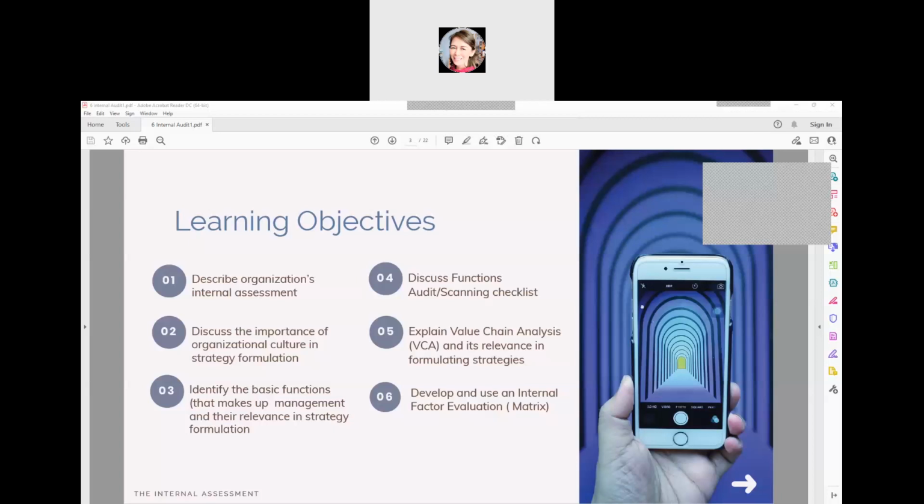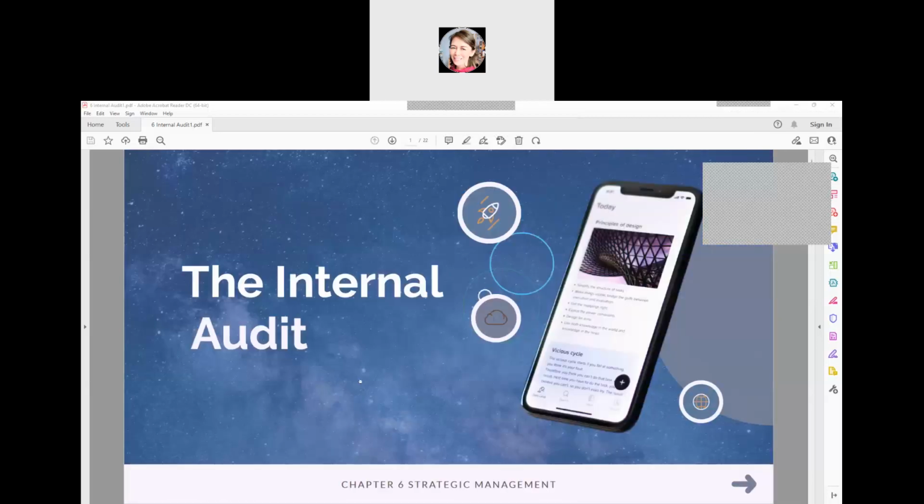So this is it for today's discussion. Next week we will talk about the EFE, the external environment of the organization, or the external factor evaluation.